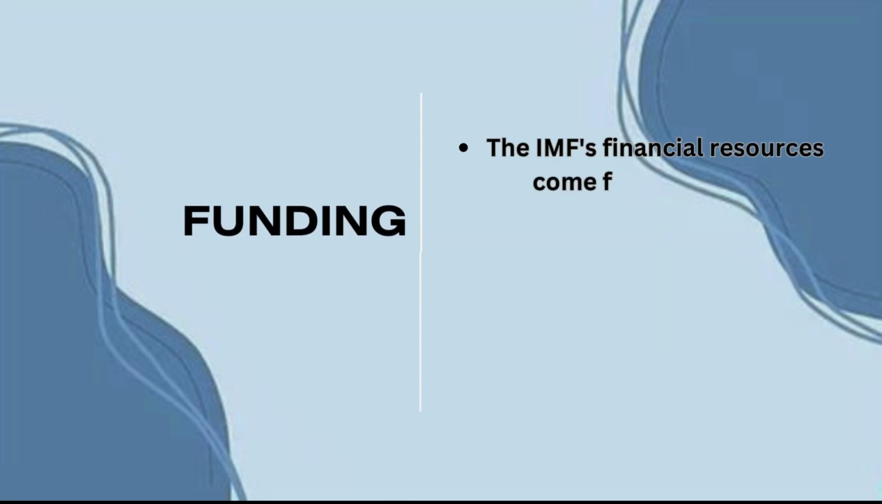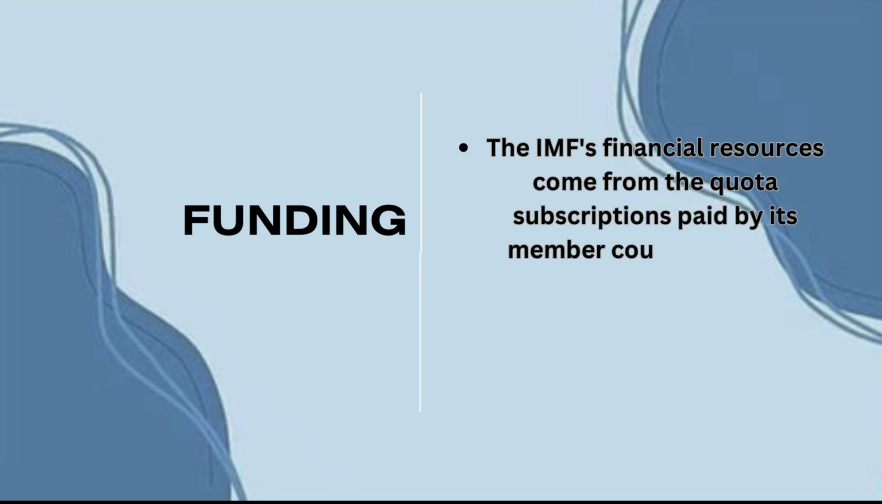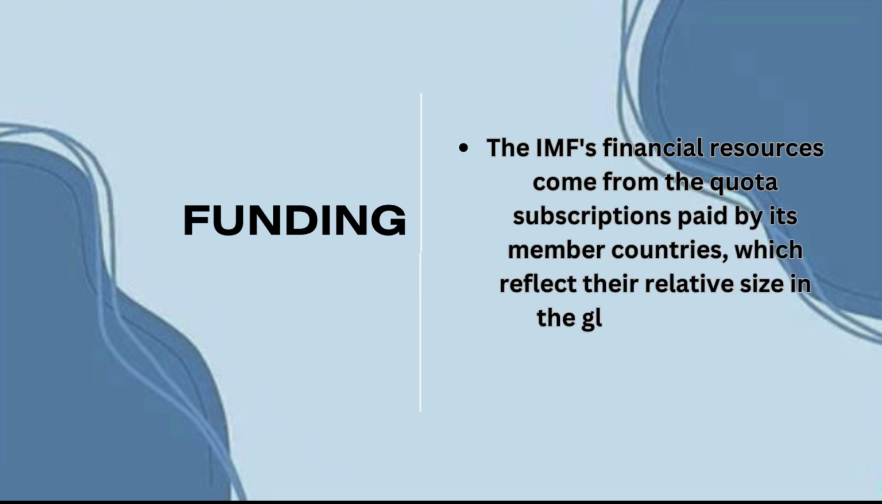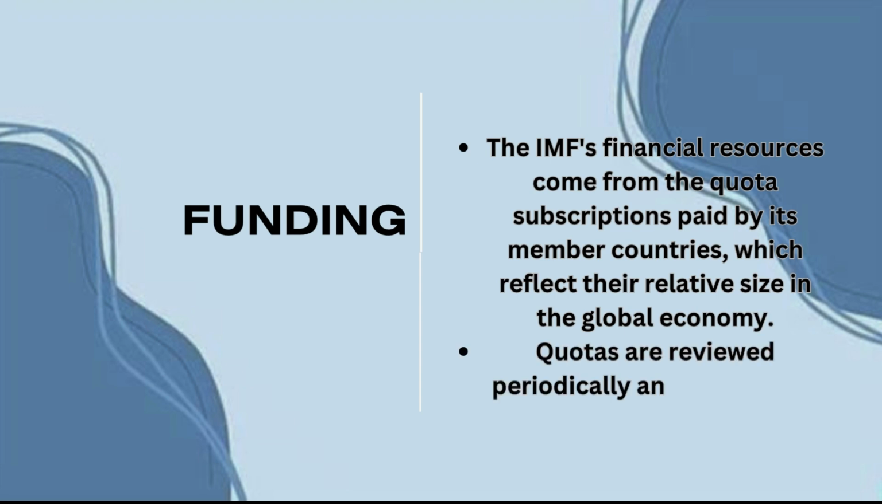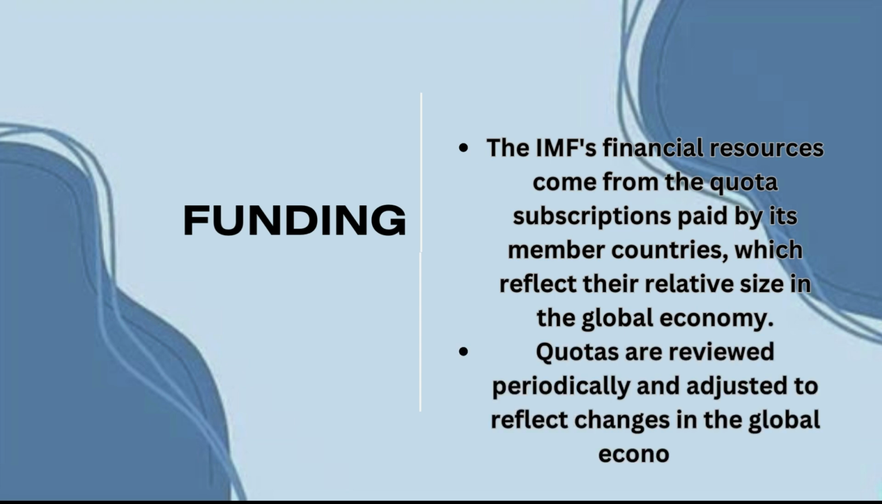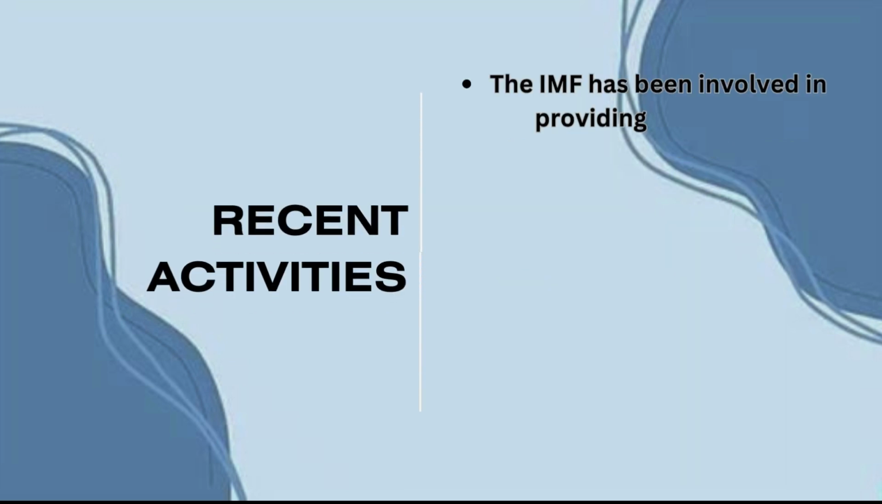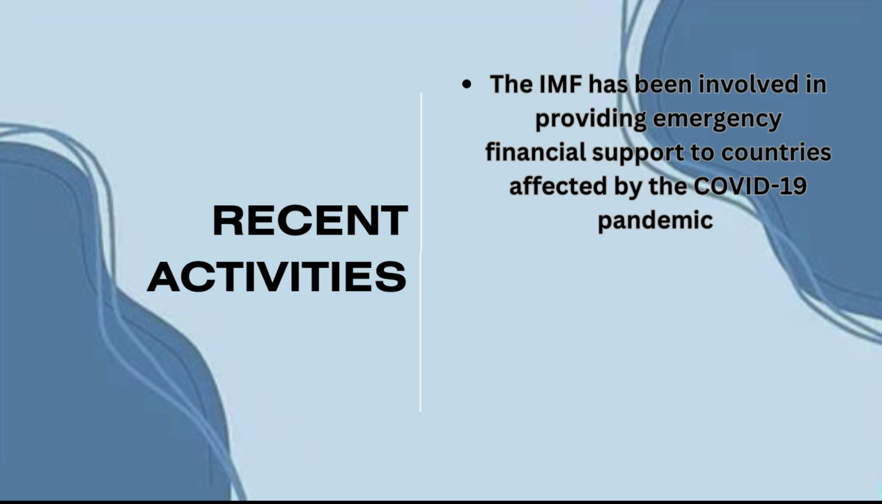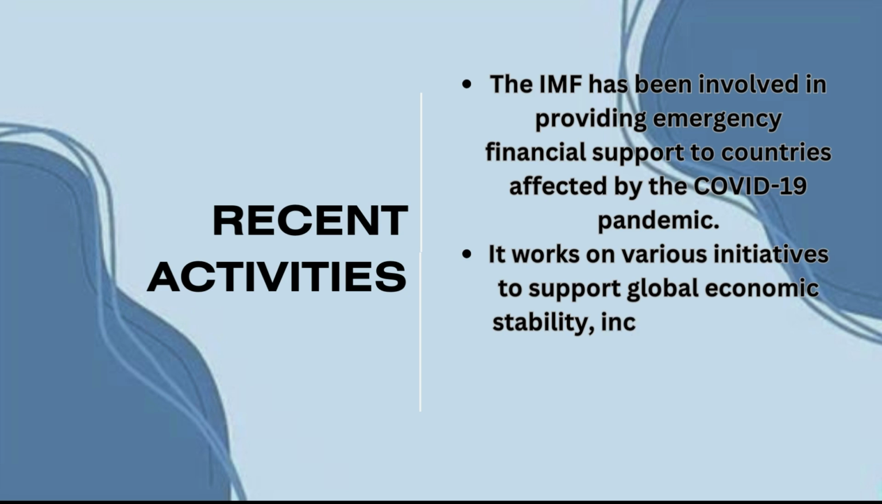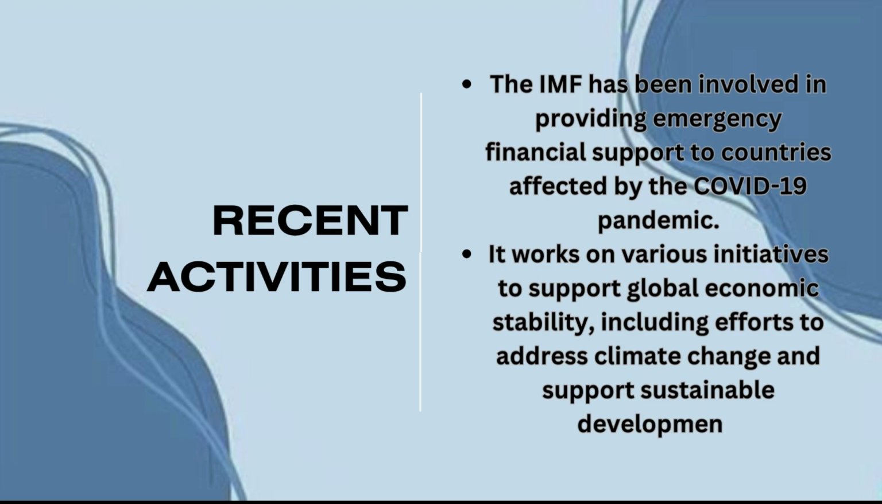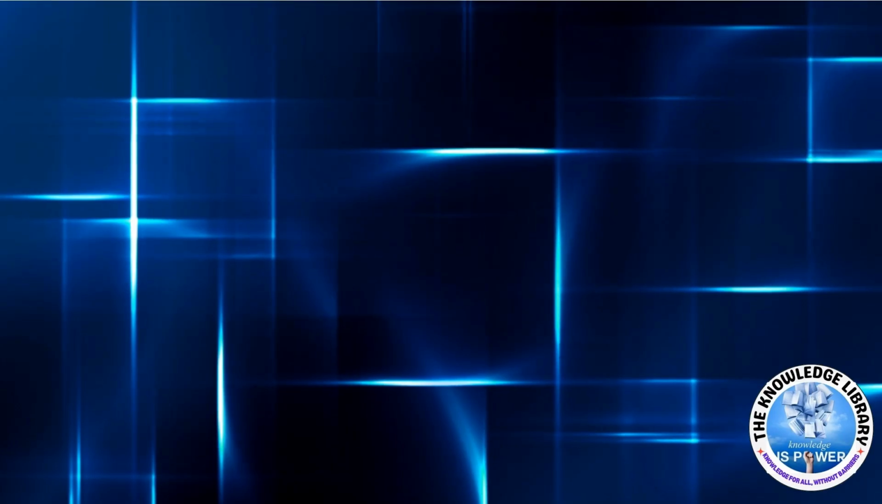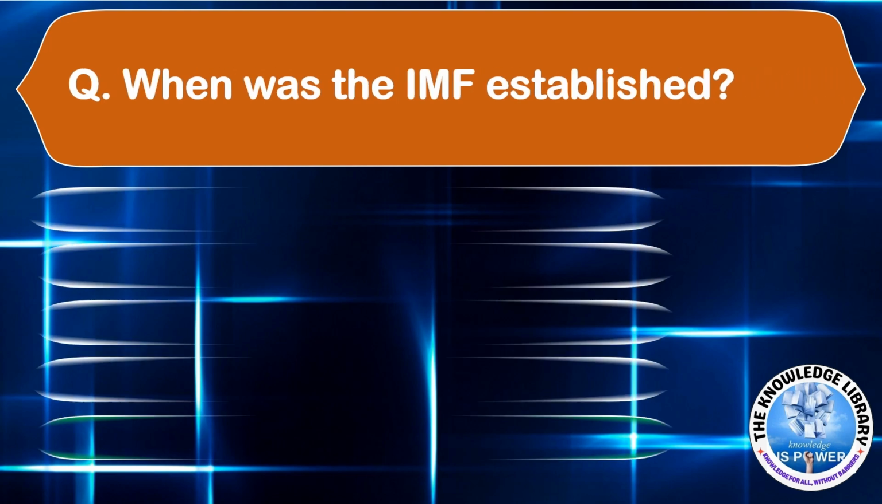The funding: the IMF's financial resources come from the quota subscriptions paid by its member countries, which reflect their relative size in the global economy. Quotas are reviewed periodically and adjusted to reflect changes in the global economy. Some of the recent activities of the IMF were: the IMF has been involved in providing emergency financial support to countries affected by the COVID-19 pandemic. Second, it works on various initiatives to support global economic stability, including efforts to address climate change and support sustainable development. So let's start. The first question is, when was the IMF established?